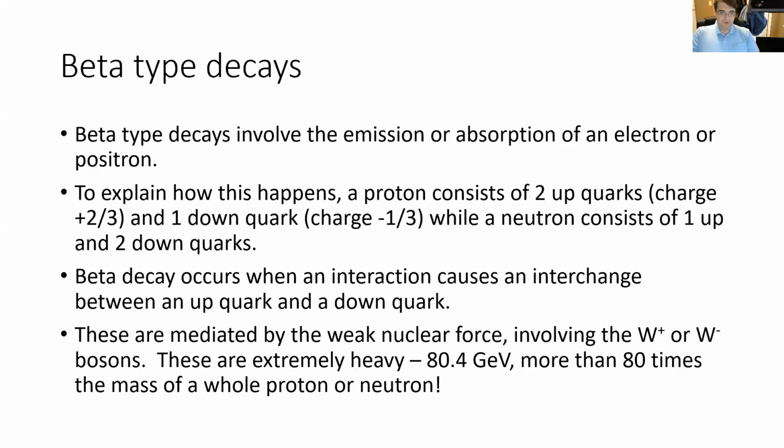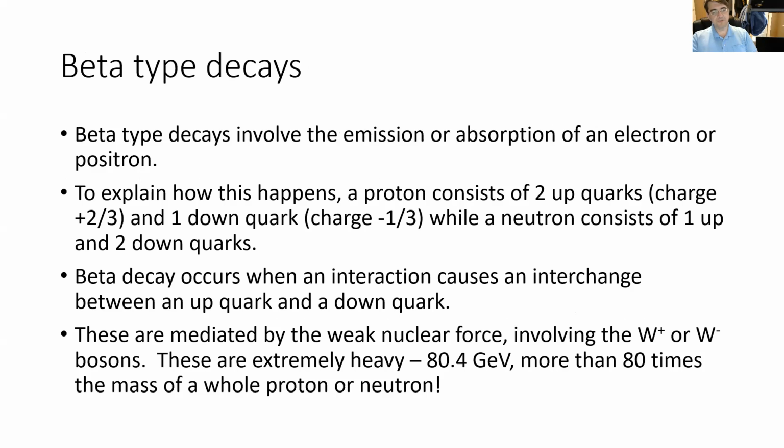Okay, the next type of decay is beta type. These are where you have either emission or absorption of electrons or positrons. Absorption of a positron doesn't happen because they're not free particles around, but you can absorb electrons. We'll talk about that later.